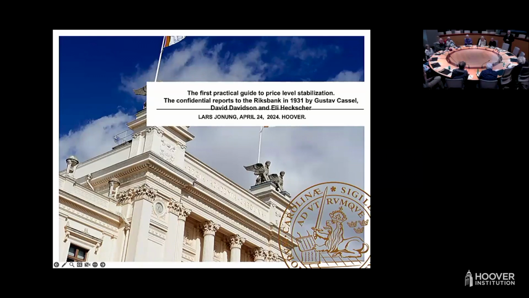Do we raise interest rates? Do we change the exchange rate? Do we change the gold content of the krona? They talked about it, but they didn't really come to agreement. Well, each report was written by every individual. They didn't cooperate among themselves.